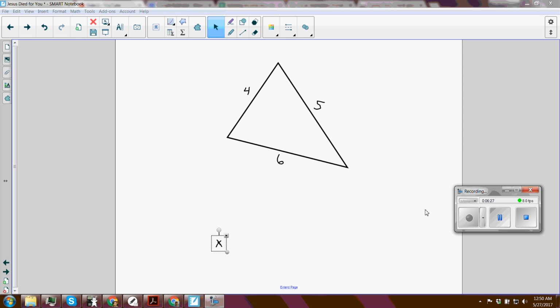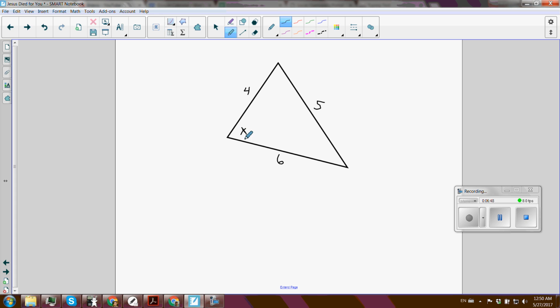The other scenario where you can't use the law of sines is when you have all three sides, but you don't know any of the angles. We could figure out any of the three angles using the law of cosines. Let's figure out this angle here. Since this is the angle we're looking for, this is the side that we isolate. 5 squared equals 4 squared plus 6 squared minus 2 times 4 times 6 times the cosine of that x angle.